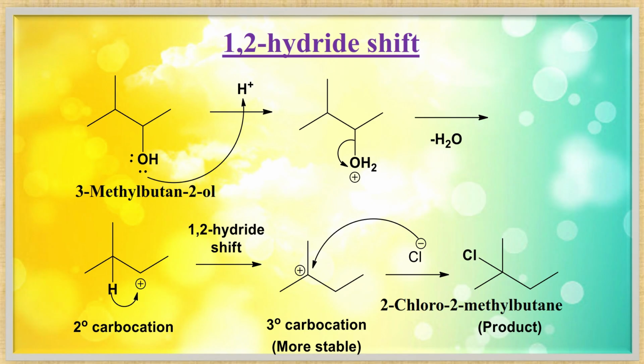Why hydride shift? If the OH group is attached to an H plus ion, it gives you OH2 plus, which is a good leaving group. Once the OH2 group is removed, it gives you a carbocation. It is a secondary carbocation, and by hydride shift you can get a tertiary carbocation. Remember, a tertiary carbocation is more stable than a secondary carbocation. So, once you get the tertiary carbocation by hydride shift, then the chloride ion or any halide ion will attack that carbon to give you the resulting product.